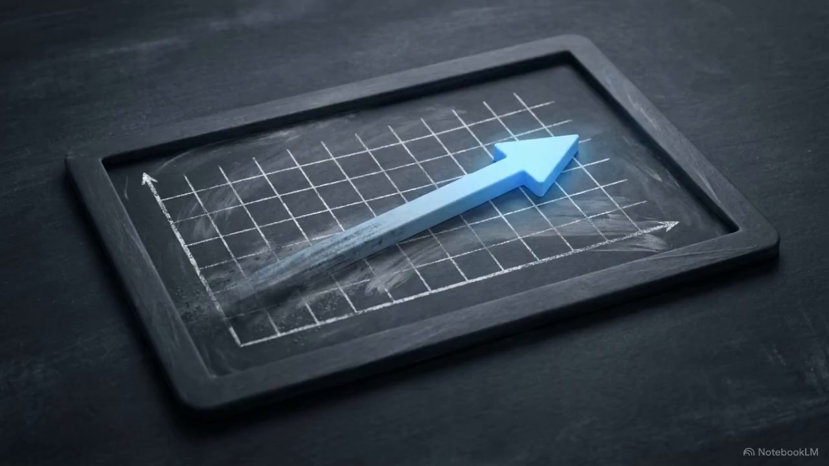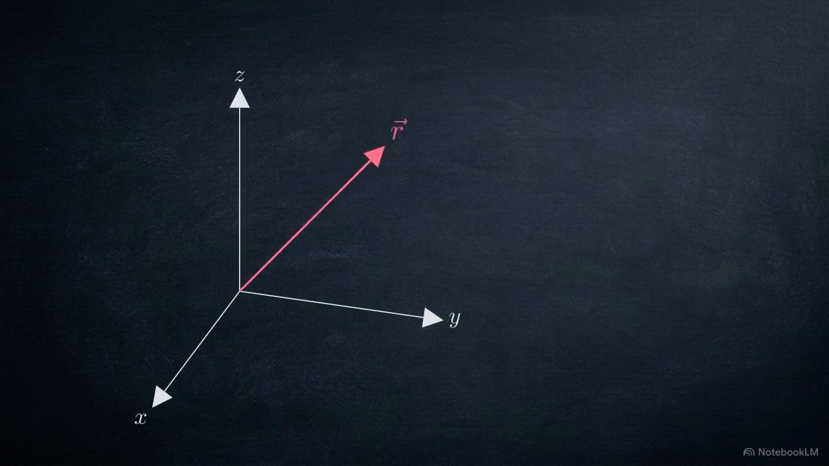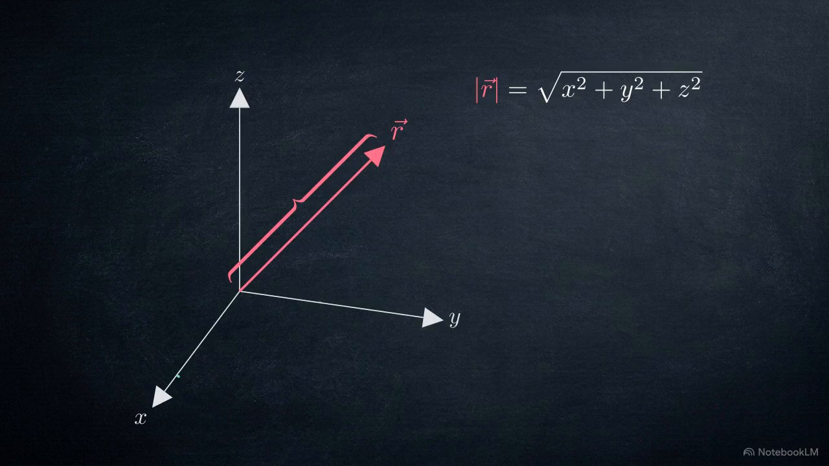To achieve this, engineers must isolate the pure direction of the vector, removing the influence of its total length through a specific geometric process. The isolation begins by calculating the vector's total magnitude. We find this Euclidean norm by taking the square root of the sum of the squared coordinates.